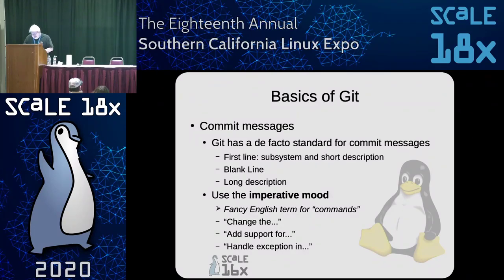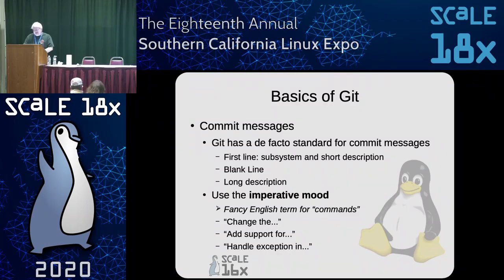Commit messages: Git has a de facto standard for them. The first line is the summary line. It's always displayed. There's two ways of viewing Git logs. You can either view the full log, or you can do what's called a one-line log. And if you look at a one-line log, all you see is the first line. So that should be basically a concise summary of what that commit contains.